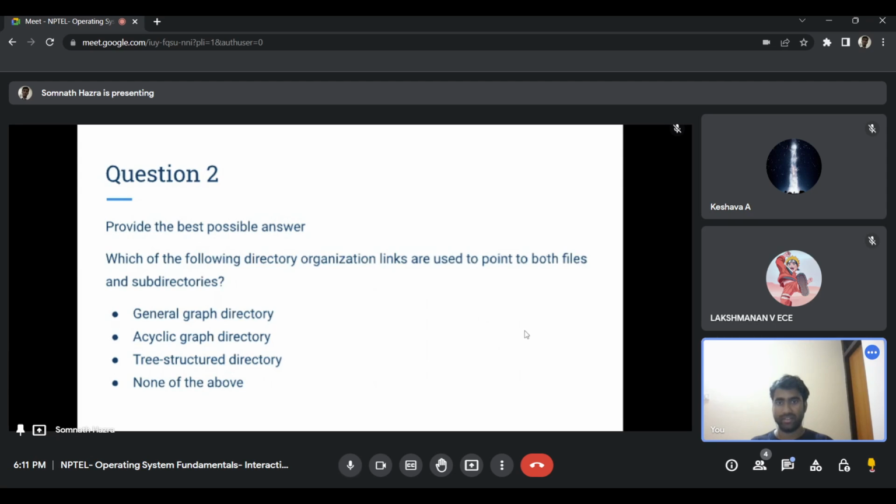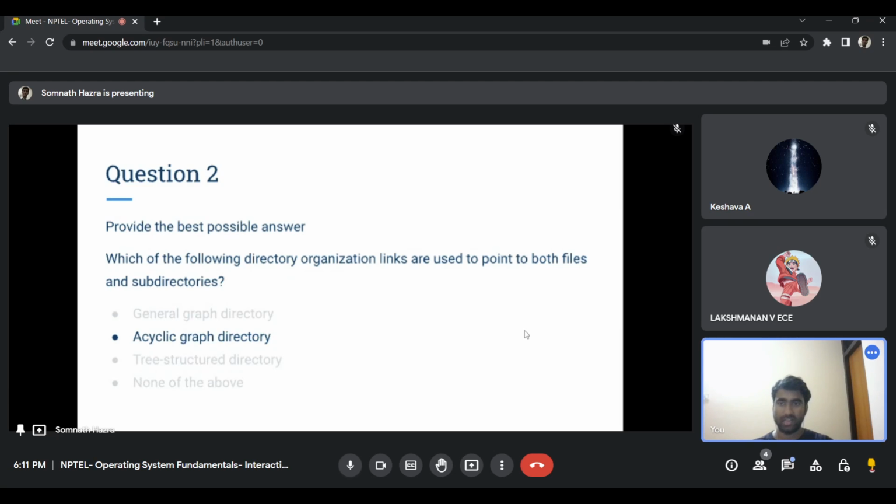Which of the following directory organization links are used to point to both files and subdirectories? General graph directory, acyclic graph directory, tree structure directory, or none of the above? Both files and subdirectories. So anyone would like to contribute? Even if you don't know, you can take a general guess also. That is okay. Tree structure, okay. Okay, acyclic graph directory. Okay, so let's get to the answer then.